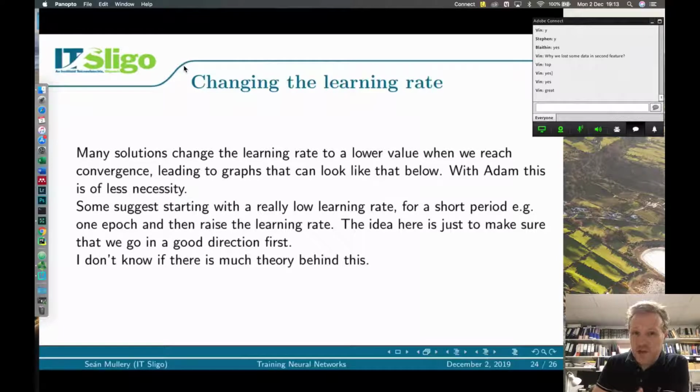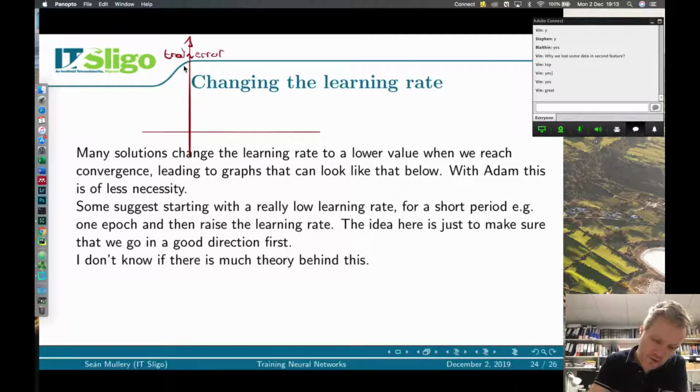Many solutions change the learning rate to a lower value when we reach convergence. I think I've drawn this before: you've got your training error on that axis, and what's happening is you're going down and you start to converge to some value. After a while of it really not going down from there, you can set your learning rate to a lower value, and you'll generally find that it does some similar thing again and then converges, and you can set it again and it converges again.